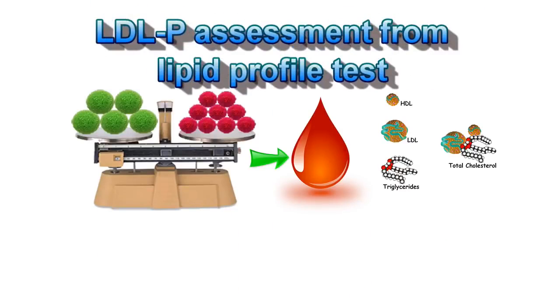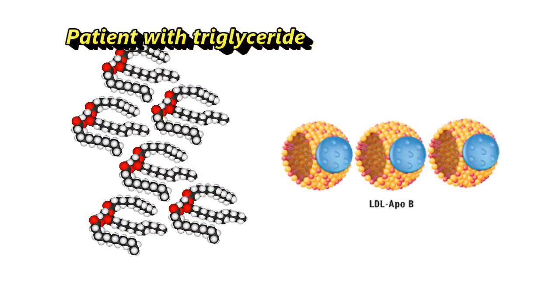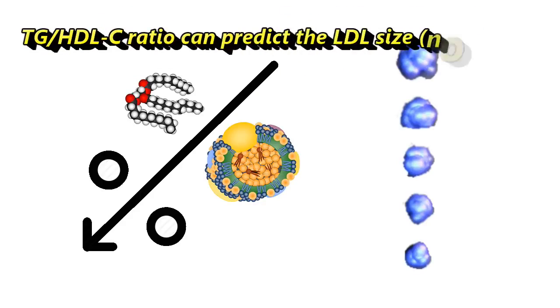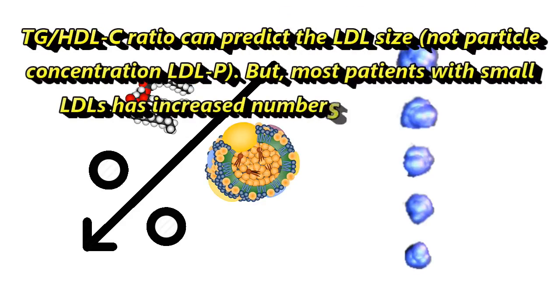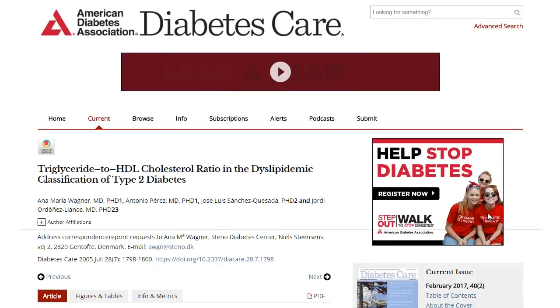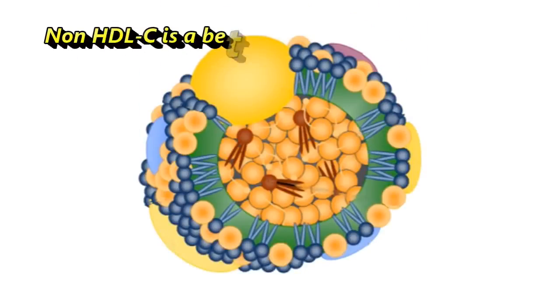LDL particle assessment for lipid profile test. Patients with triglyceride over 130 mg per dl or 1.47 millimoles per liter indicates high ApoB particles. TG by HDLC ratio can predict the LDL size, not particle concentration LDLP, but most patients with small LDLs have increased number of LDL particles. Reference: triglyceride to HDL cholesterol ratio in the dyslipidemic classification of type 2 diabetes, published in Diabetes Care 2005.